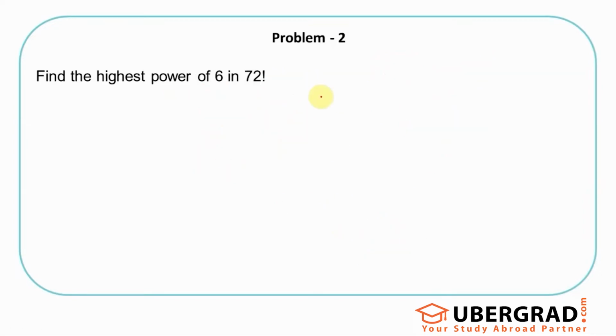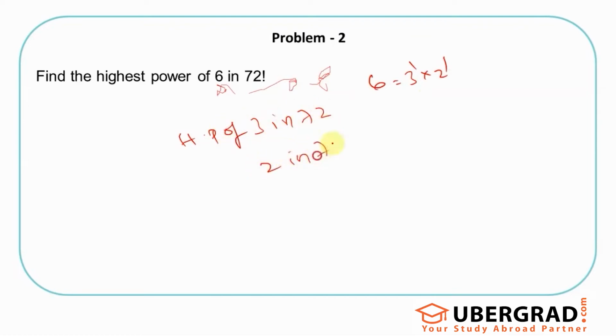Highest power of 6 in 72 factorial. As I said, 6 is 3 power 1 into 2 power 1. So I'll find the highest power of 3 in 72 and of 2 in 72, and then I'll answer this. Highest power of 3 in 72 is 72 by 3, then 72 by 3 square is 9, 72 by 3 cube is 27, and 72 by 81, which is 3 power 4, is 0. Everything will be 0 from here.